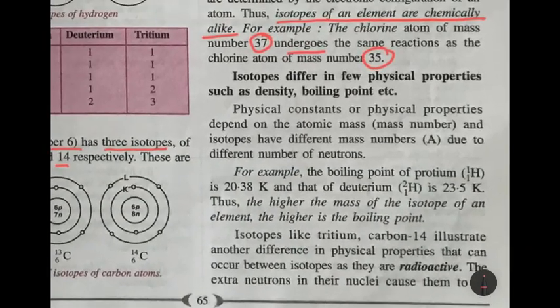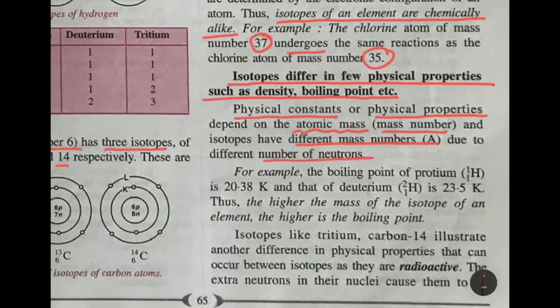Now the next property is that isotopes differ in a few physical properties such as density, boiling point, and so on. Now these physical properties depend on the atomic mass, the mass number. That means the physical properties will be different for different isotopes. Isotopes have different mass numbers due to different numbers of neutrons. So therefore the physical properties will be different.